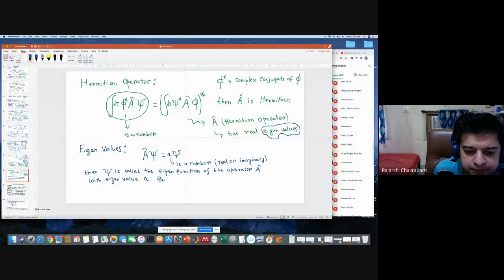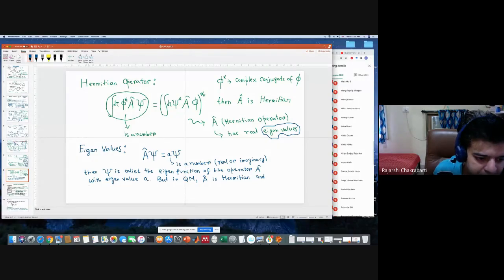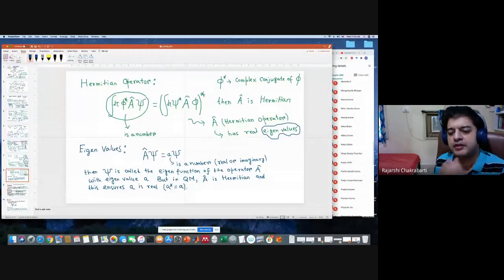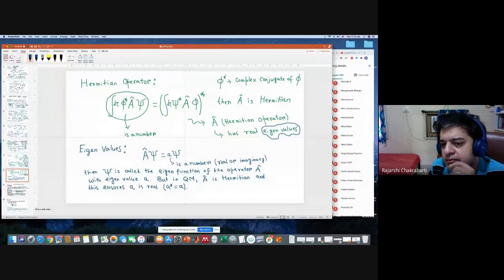But in quantum mechanics, QM means quantum mechanics, A is Hermitian. And this ensures small a is real. It basically means if I take a star, small a star, it is equal to a. So you are getting my statement.